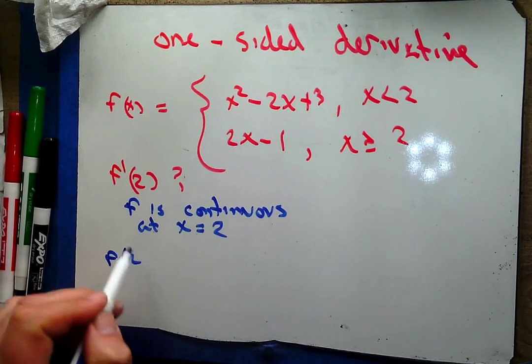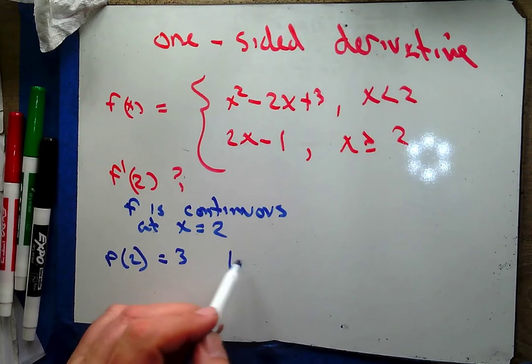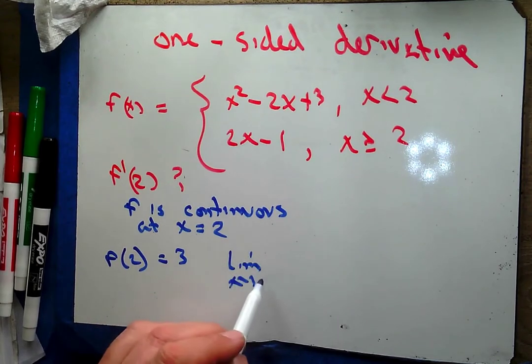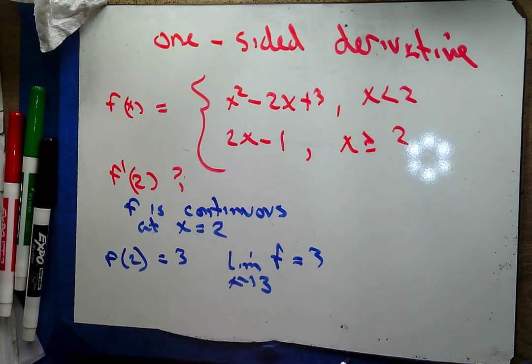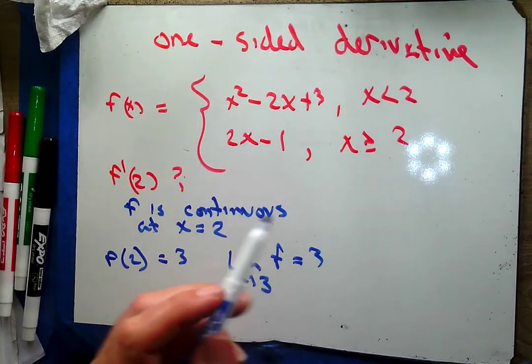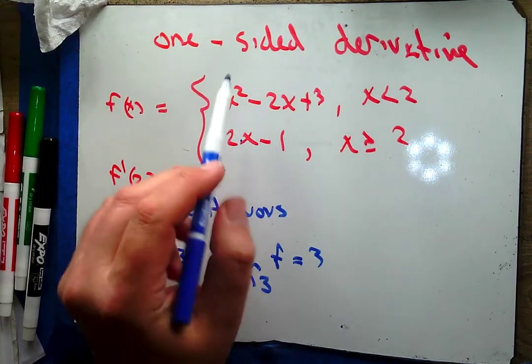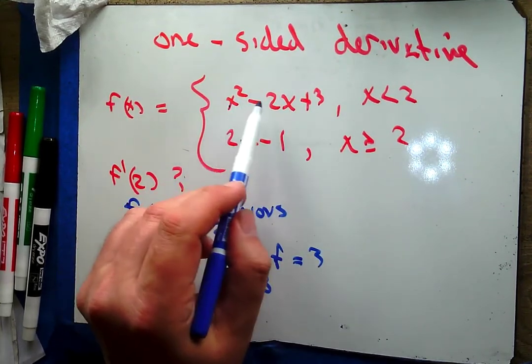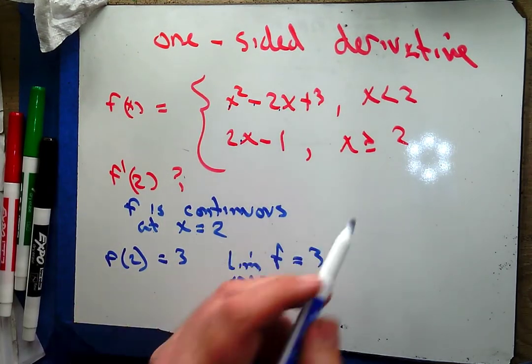Well, are we? F of 2 equals 3. Does the limit as x approaches 2 of this function also equal 3? Well, let's check the limit of each side. We know this is equal to 3 when I plug a 2 in, but what about up here? 2 squared is 4, minus 2 times 2 is 4, plus 3 is 3. Oh yes, that is true.